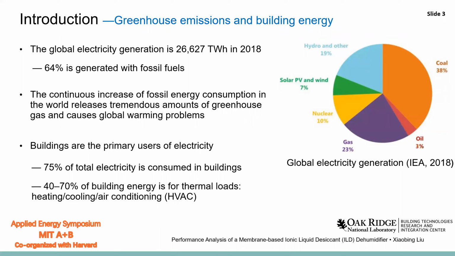We know that global electricity generation has been rapidly increasing during the past decades. Two-thirds of it is generated with fossil fuels. So the consumption of fossil fuel releases huge amounts of greenhouse gas and causes global warming problems. Buildings, as the primary user of electricity, consume about 75% of total electricity, of which 40 to 70% is consumed for summer loads, including heating, cooling, and air conditioning.